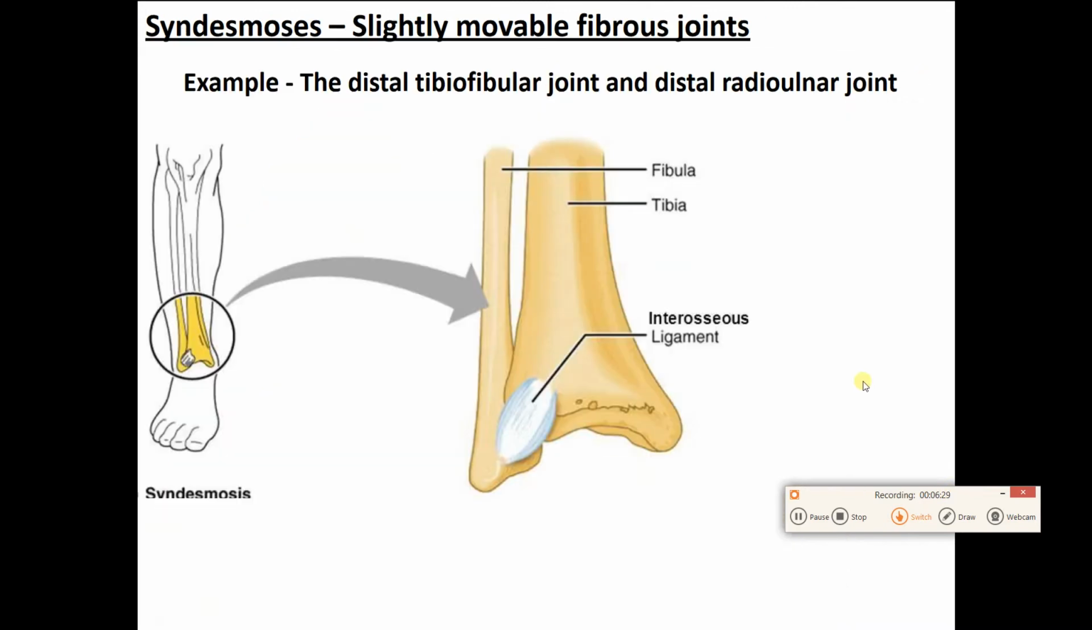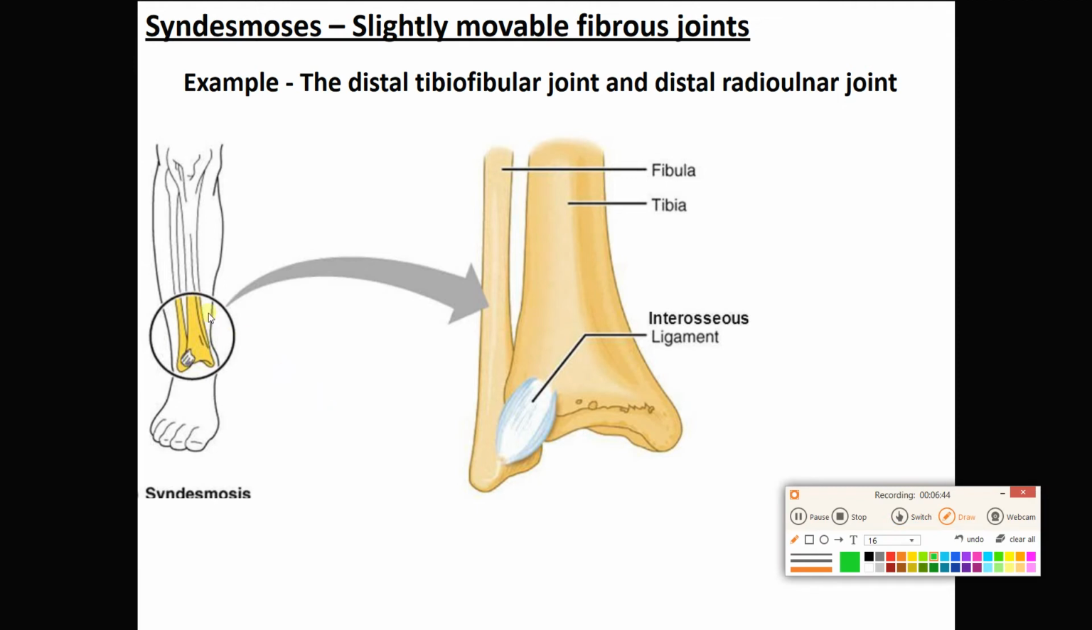Then there's also slightly movable joints, and we've got some slightly movable fibrous joints. We're going to have two examples, one in our leg, one in our forearm. Looking at the leg one first, we've got this distal tibiofibular joint right here. We see the fibers. The fibers are in this ligament called the interosseous ligament. Interosseous meaning between bones. And you have a little bit of movement here.